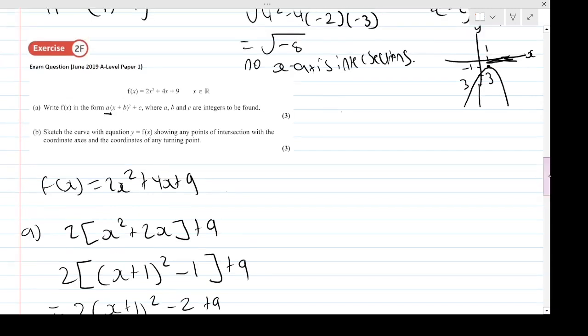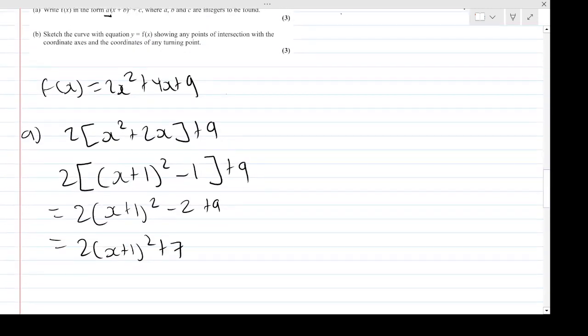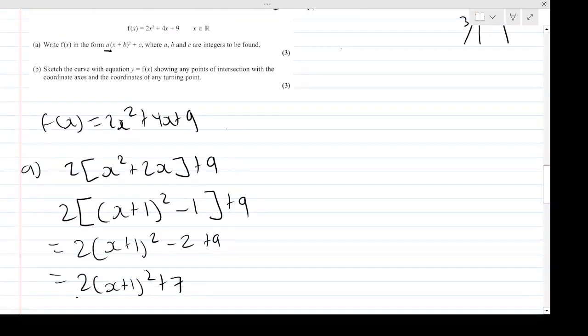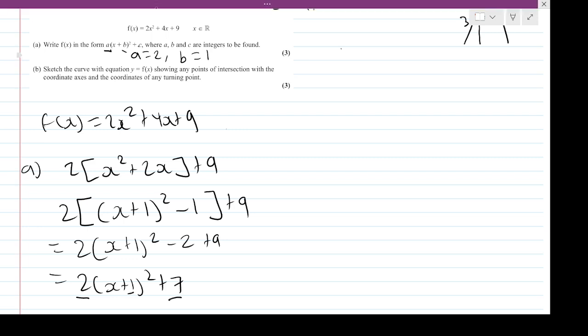If you match it to the form they wanted here, you can read off the values: A is 2, B, what we added, is going to be plus 1 here, and then C, the number at the end, is going to be plus 7.